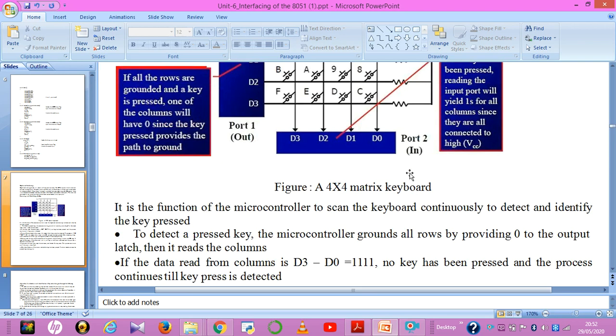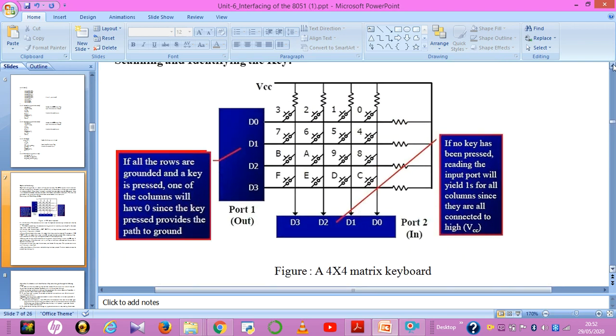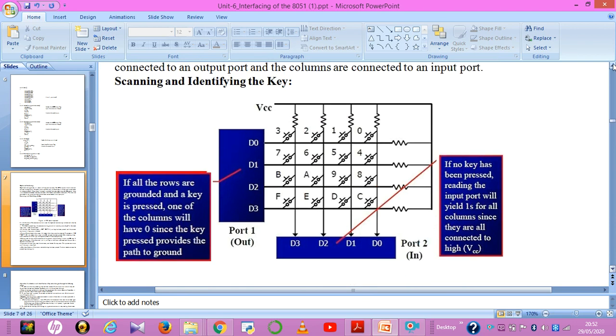You can see how this keyboard is made. This is a 4x4 matrix keyboard, and you can see the diagram and how the scanning and identifying of the key happens here. I have written some notes. As shown, the data bits are connected; see which port they are using, which port is for input and which for output. Port 1 is kept for output, port 2 is kept for input. If no key has been pressed, reading the input port will give ones for all the columns, since they are all connected to high VCC. If all the rows are grounded and a key is pressed, one of the columns will have 0, since the pressed key provides a path to ground.